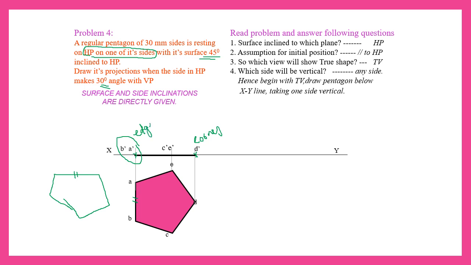Okay. So in your problem they said it is resting on one of its sides. Sides are edges, both are the same. Edge or side, the pentagon's one side. So the next step is we will incline this line so that B dash and A dash are on the XY line, or on the HP. That's what they have given. It is resting on HP on one of its sides. You can see A dash and B dash are in the HP. So now this case is also fulfilled.